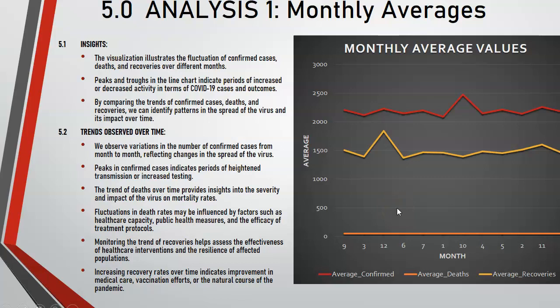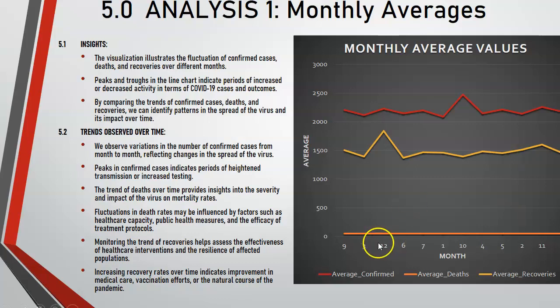Now, the trends over time. We observed variation in the number of confirmed cases from month to month. This is an indication that there were changes in the spread of the virus. Peaks in confirmed cases indicate periods of heightened transmission or increased testing. The trends of deaths over time provide insight into the severity and impact of the virus on mortality rates.